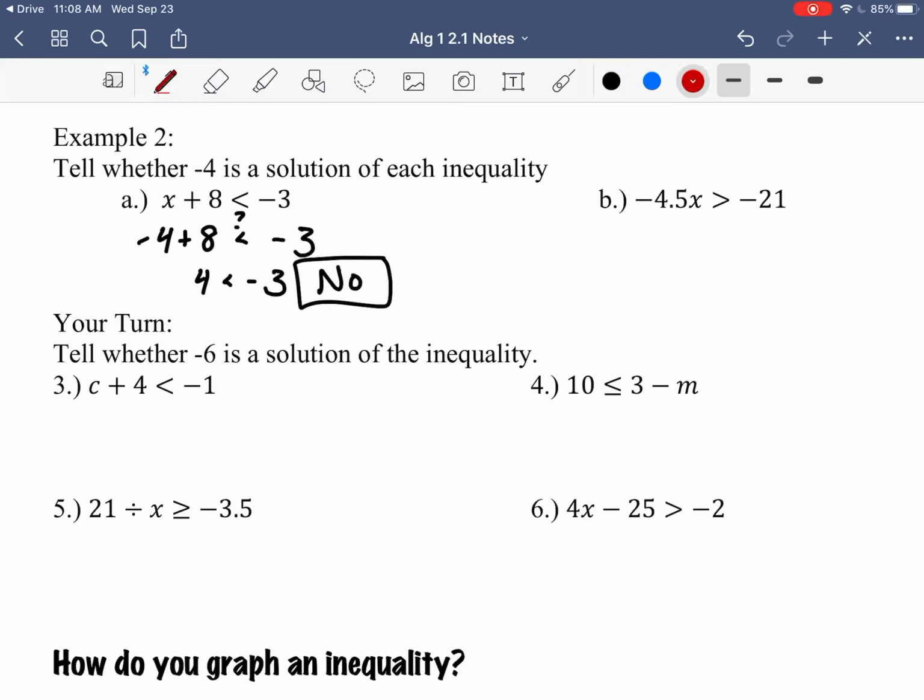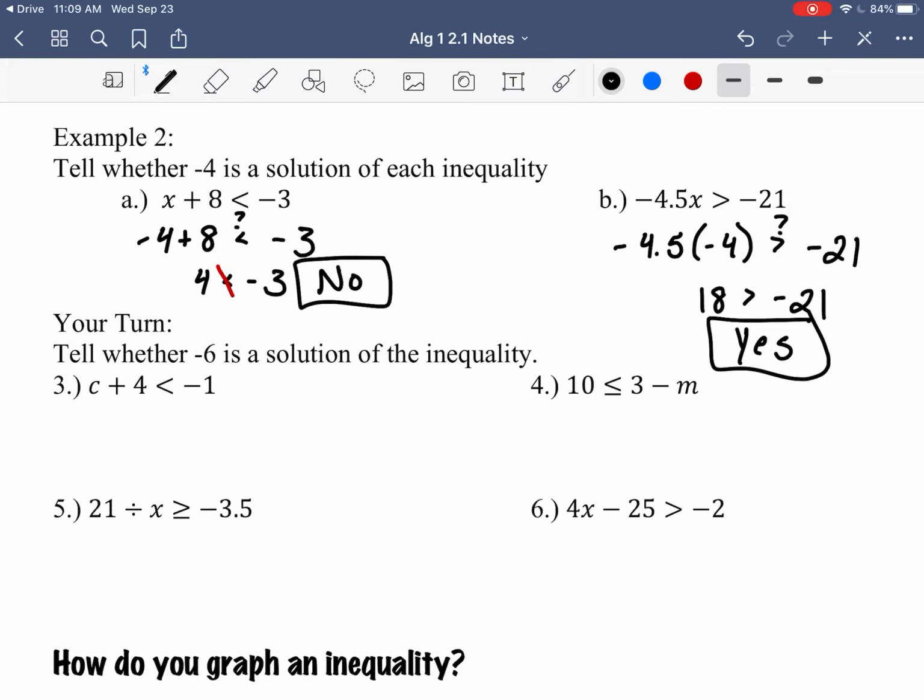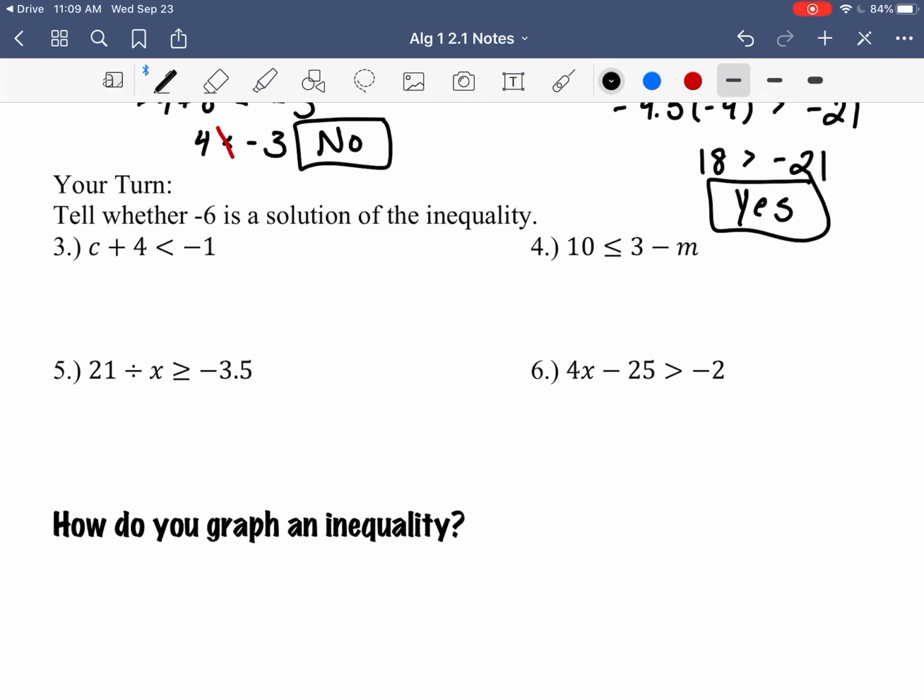A lot of times then we'd put a slash through that less than because it is not less than. Okay, this one, negative 4.5 times, again, we want to try negative 4. Is that greater than negative 21? Well, negative 4.5 times negative 4, if you're not sure, I can type in your calculator. You get 18. Is that greater than negative 21? Yes, it does work. All right, so now pause the video and do these 4 your turn problems, and then come back and we'll go over them.